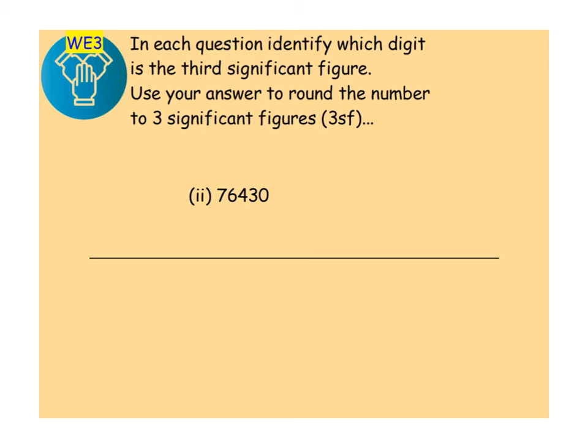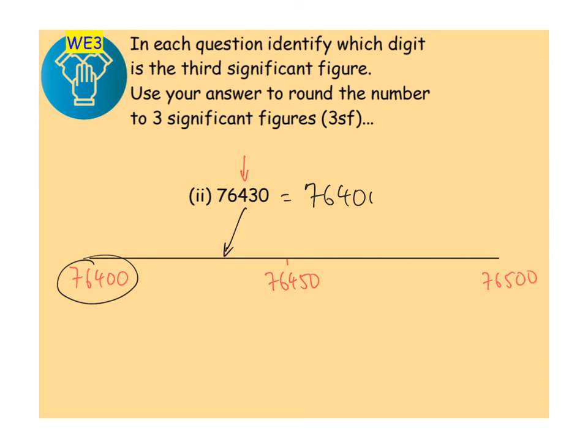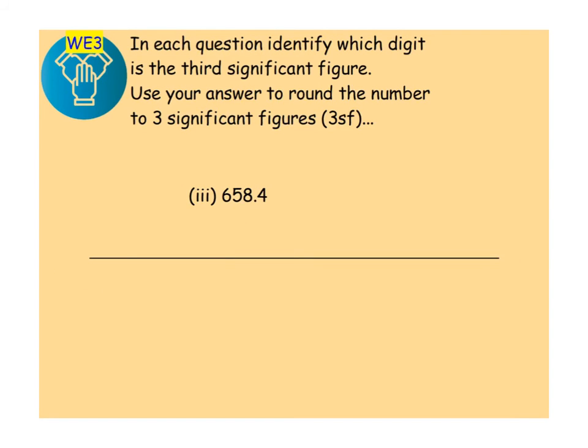Okay, so this time the third significant figure is this 4. So at this end, 76,400. At this end, 76,500. Halfway in between is 76,450. And now I'm looking at which end this is nearer to. This is lower than the middle value, so it goes about there. Nearer to 76,400. Okay, part 3. Pause the video, have a go.